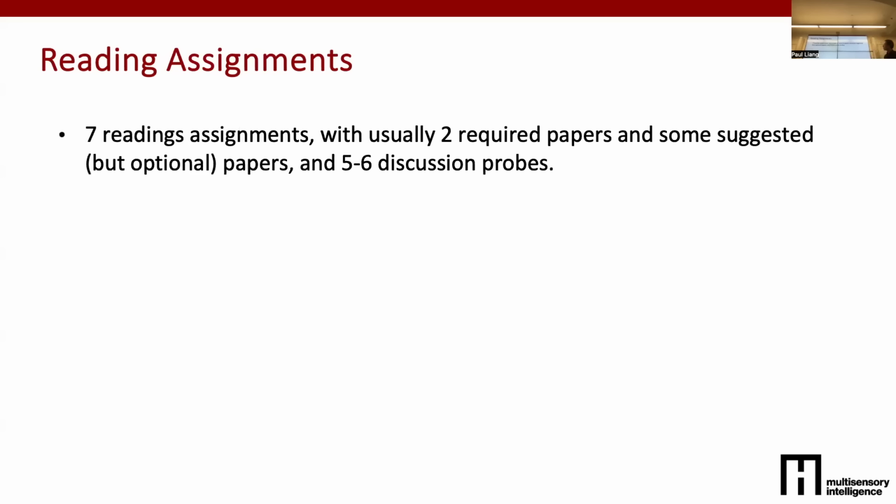So in more detail, there's going to be 7 reading assignments. They're going to be roughly spread out across the semester, not every week. And in each of these reading assignments, we're going to assign roughly 2 papers. They are required, and about 5 to 6 optional papers, with a number of optional papers. And together with these papers, we're also going to assign several discussion probes. These are probes that test your understanding of these papers by themselves and also how these papers fit into this broader context of some research area.